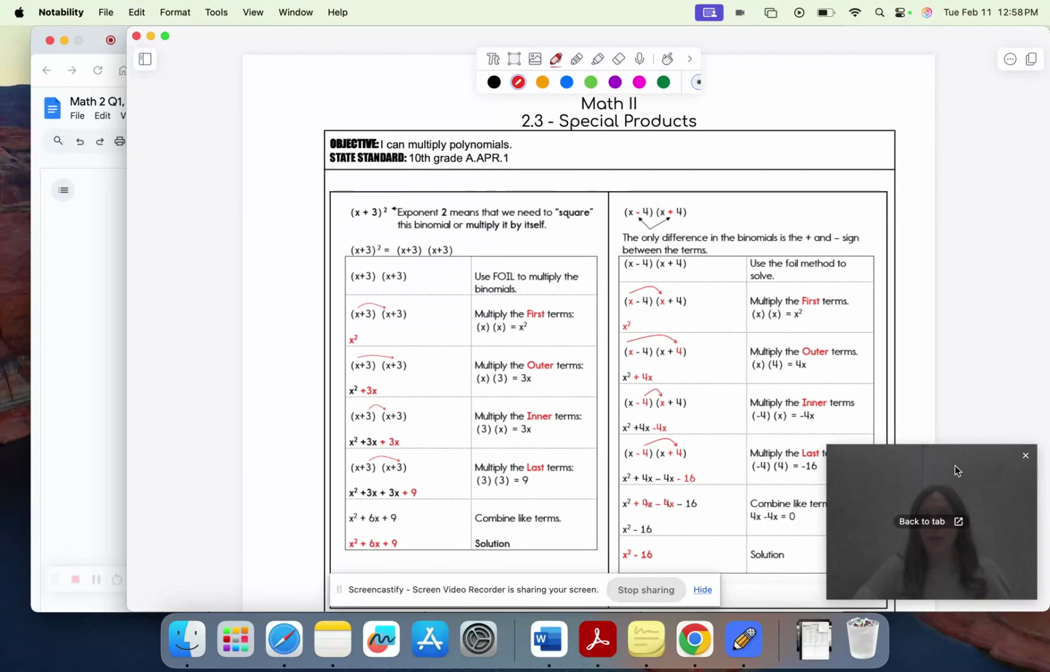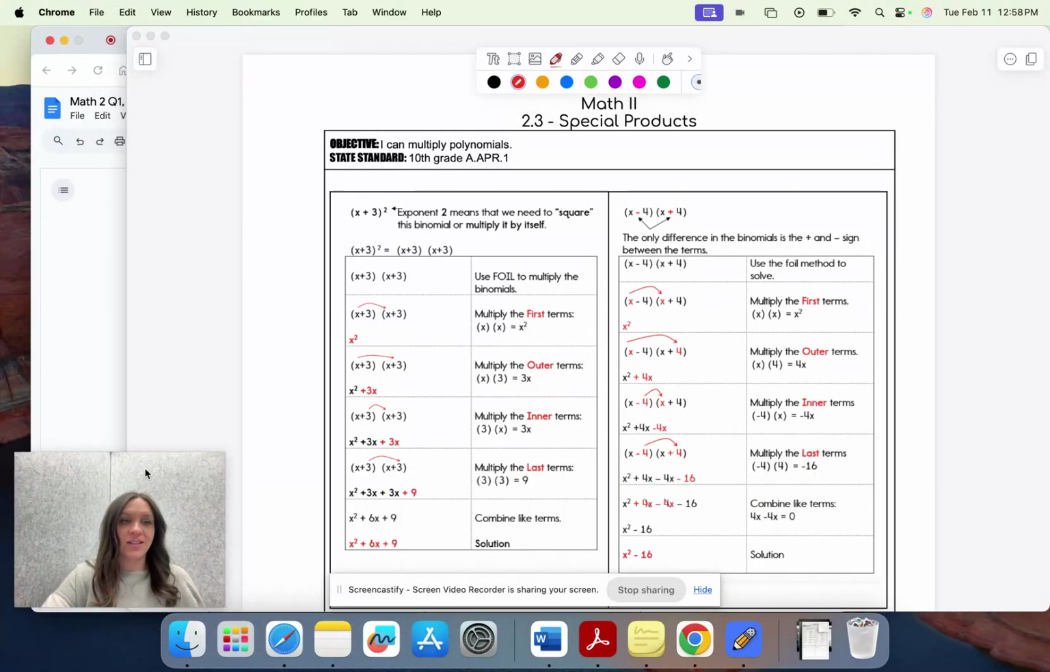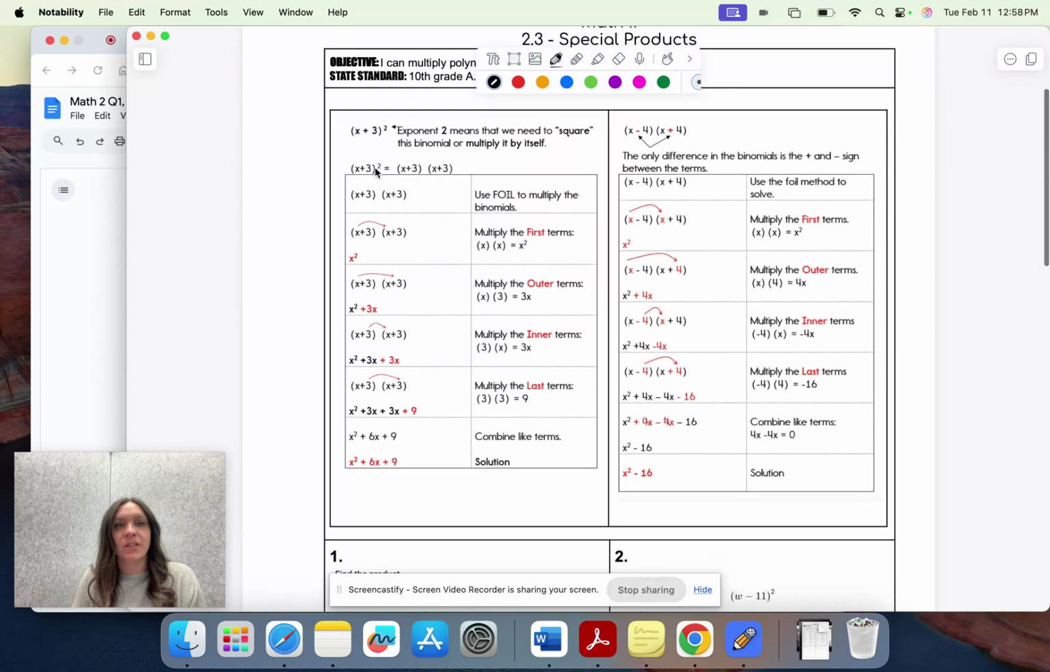So 2.3, we're calling it special products. There are patterns here. So the first type of problem you're going to see is when you're squaring a binomial. So remember that when you square a binomial, you're timesing it by itself. You're going to write it twice.